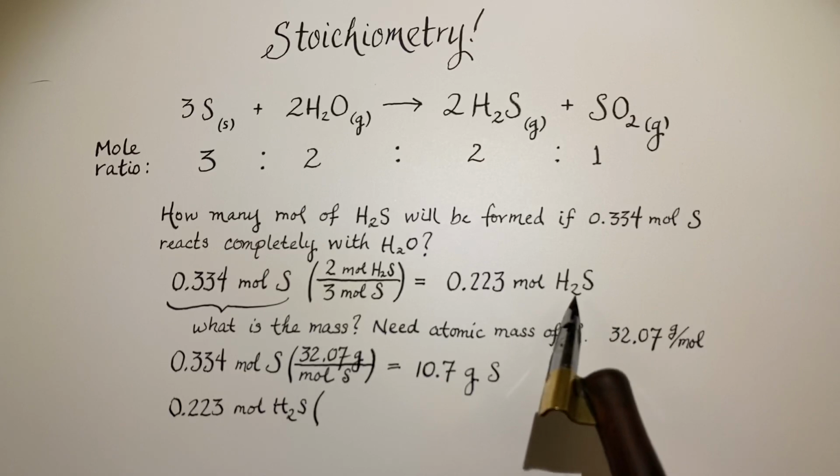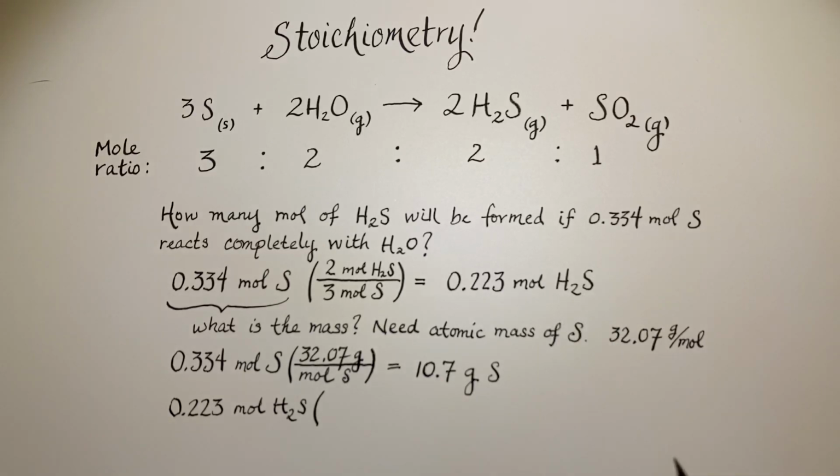Now what do you need? You need the molecular mass of H2S. I'm going to give that to you, and it is 34.082 grams per mole. This is 7.60 grams H2S. So once again, it gives you an idea of the amount we're looking at in grams.